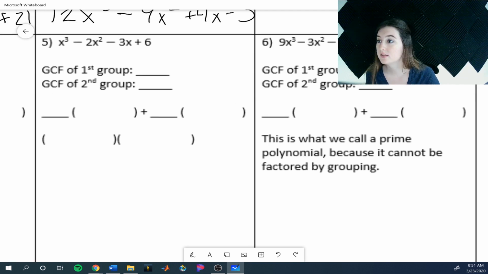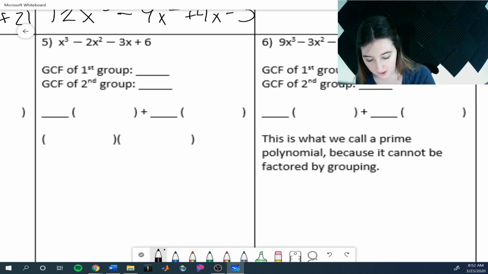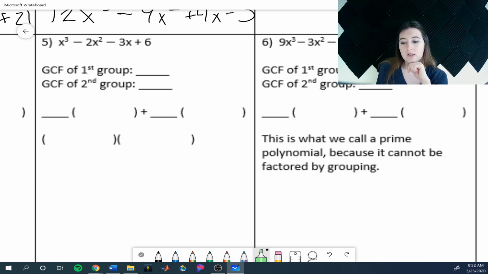Okay, let's take a look at number 5. Here we go. Last one, and then you guys will be doing your warm-up and instruction video on Edgenuity, and tomorrow we'll do more practice with this again. Cool? Okay, number 5. We have our two groups. Let's see.